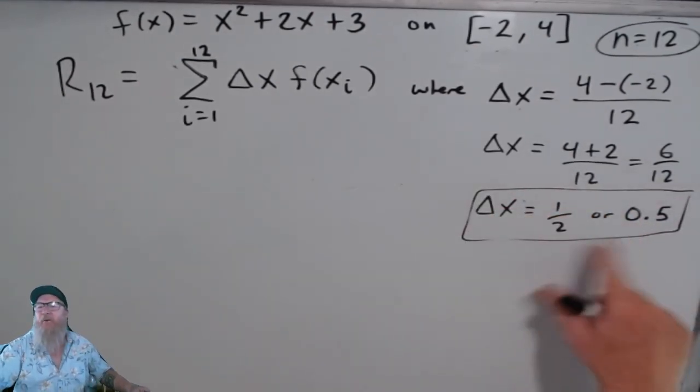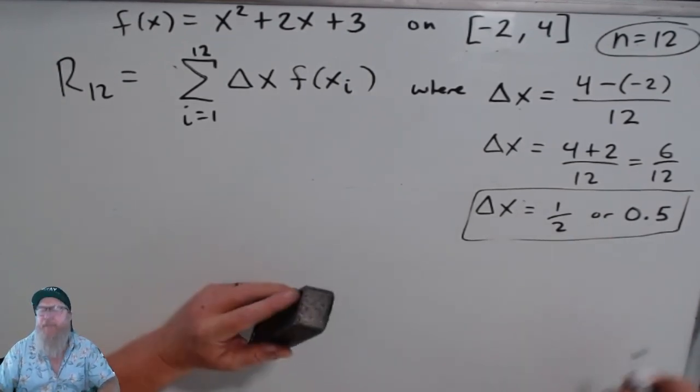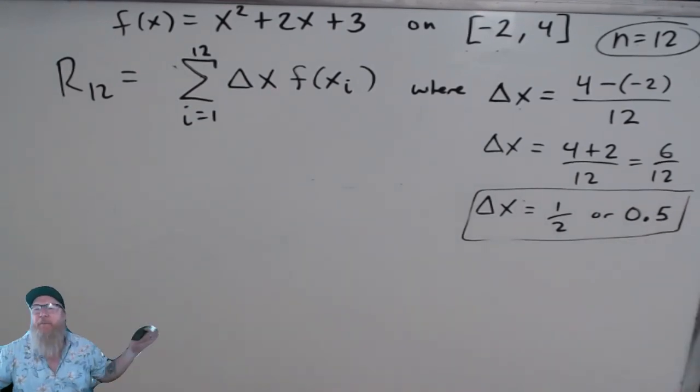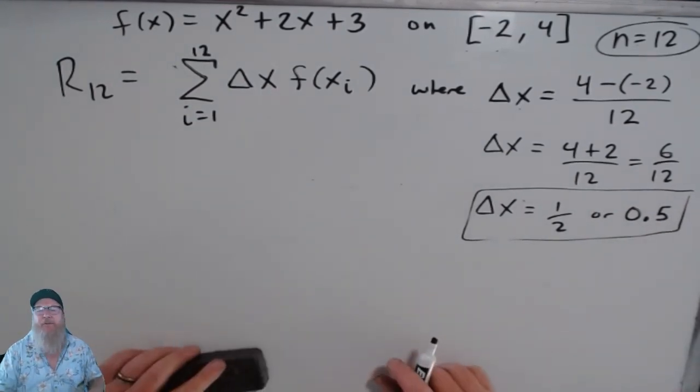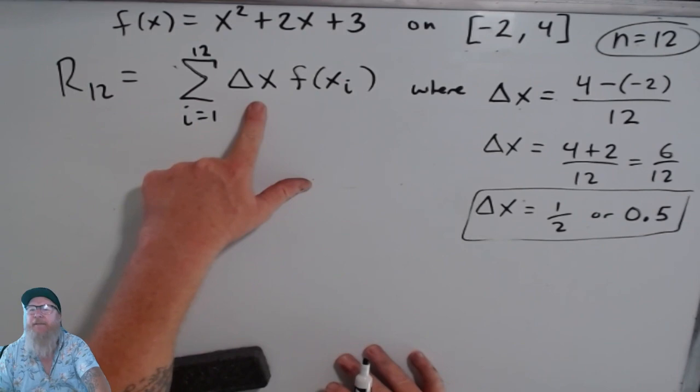I'll decide later which one I want to use. Sometimes I don't make up my mind. I just, whatever happens, happens. I try to avoid decimals when they're big, non-repeating, non-terminating decimals, things like that. So either way is fine in this example. All right, so we got the delta x.